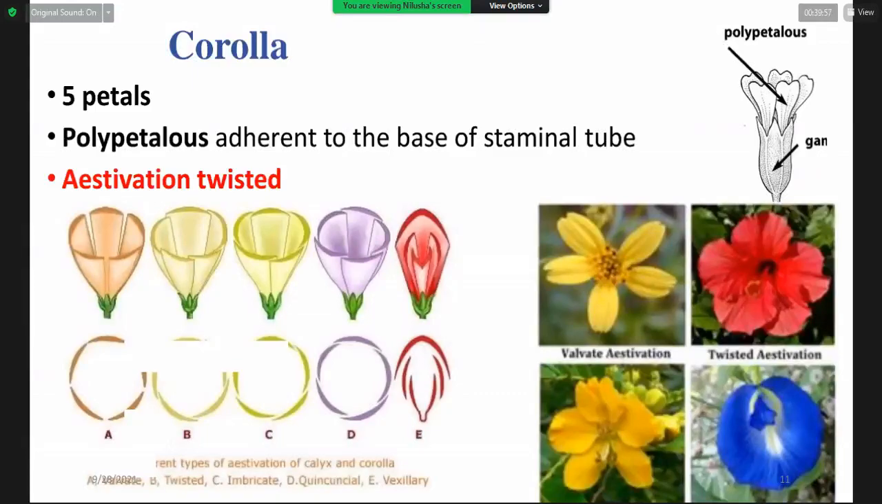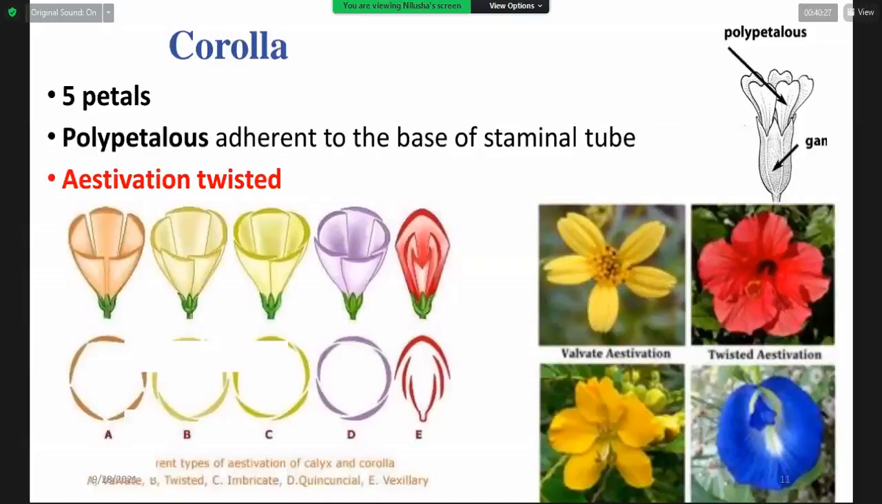That means epipetalous condition. Here the androecium parts attach with the petals of the flower. In a later slide, you can see that one.